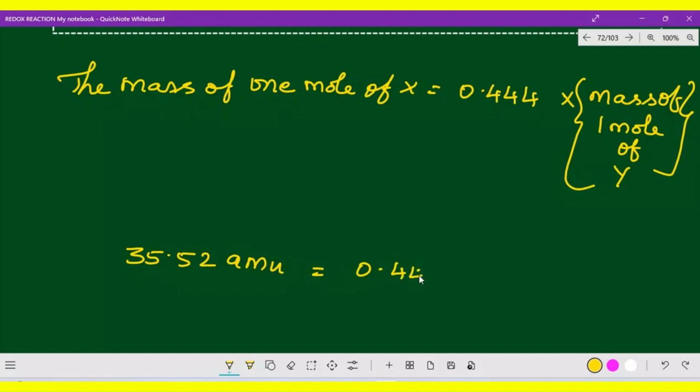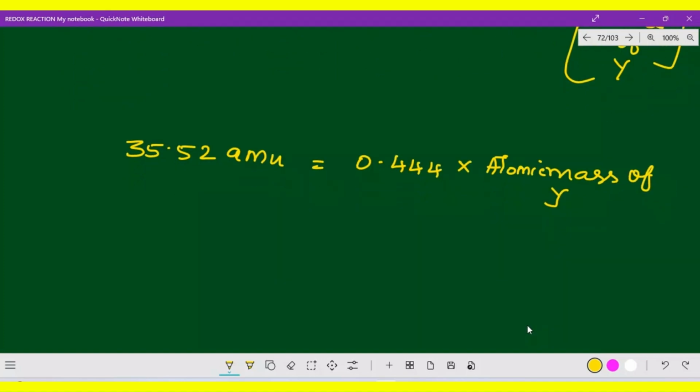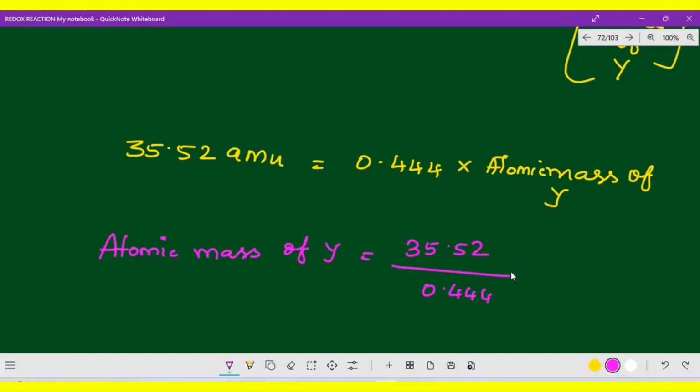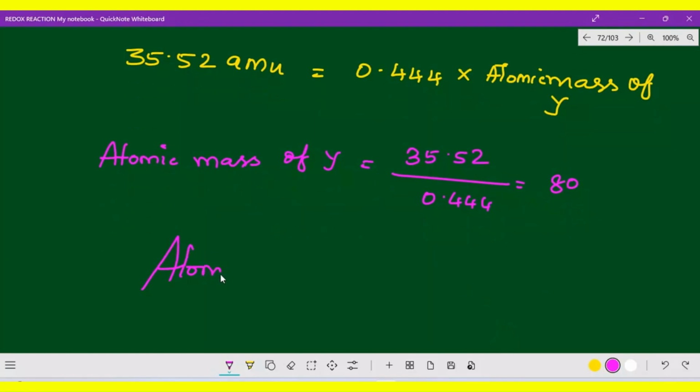It equals 0.444 into the atomic mass of Y. The atomic mass of Y is the only thing we have to identify. That is our goal. Now, the atomic mass of Y: we bring this to the other side. Atomic mass of Y equals 35.52 divided by 0.444, right? So you will get the answer 80. So the atomic mass of Y equals 80 AMU.